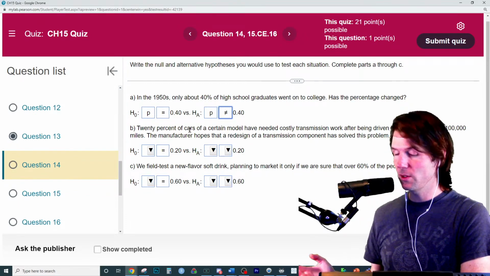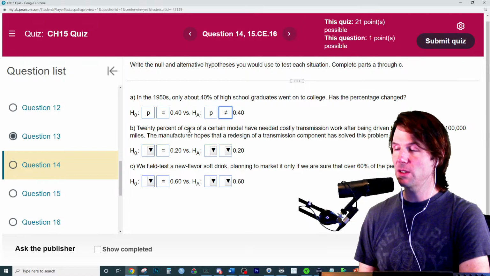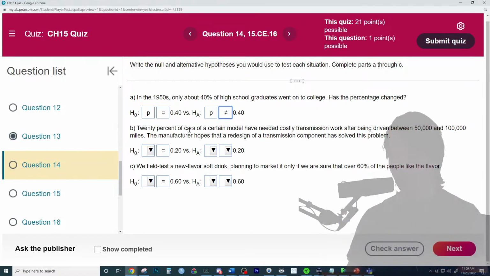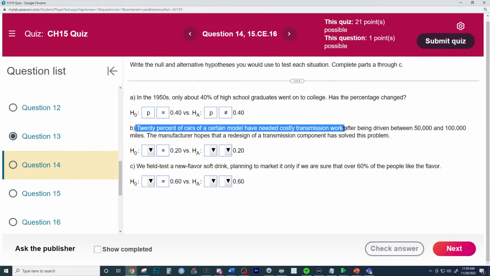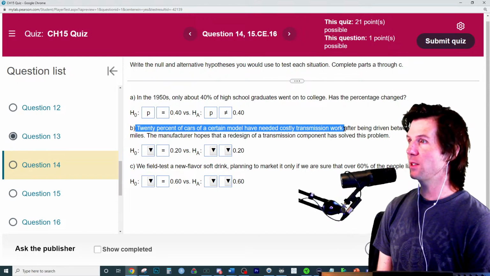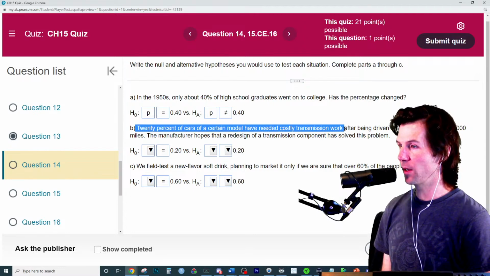20% of cars need costly transmission work. So are we testing a categorical or quantitative thing to know the proportion of cars that need costly transmission work? So are we testing categorical or quantitative right here? 20% of cars need costly transmission work. How does it change? Oh, because then it's like different. So has it changed? It could have gone up or down. So it would not be equal to. Good question, Jackson. So has it changed would be up or down, not equal to.